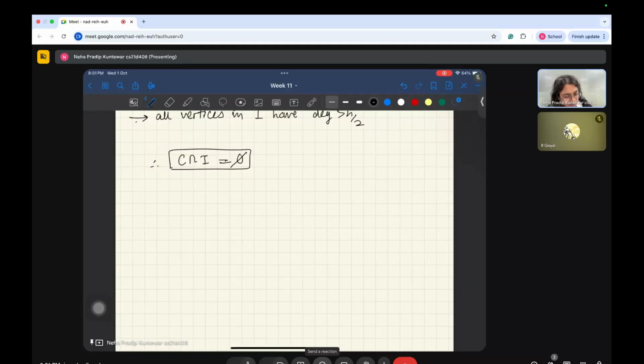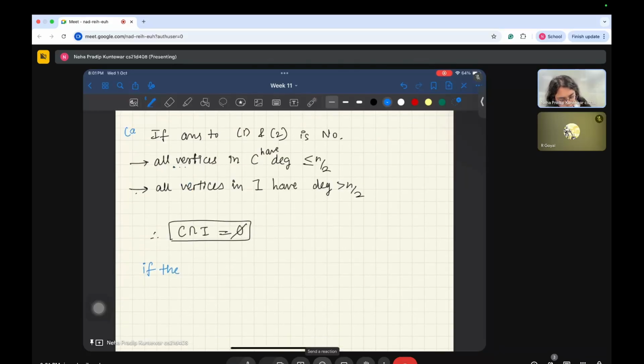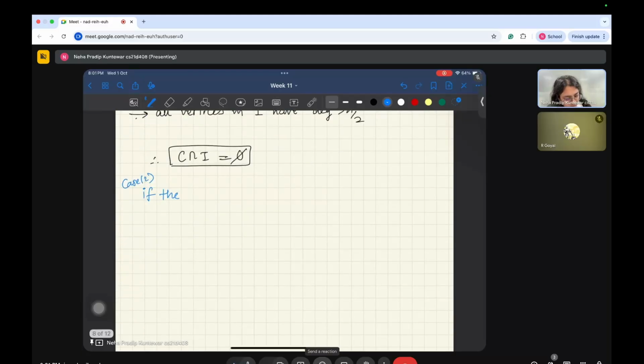So then what we need to do is, this is the case 1, this is the case 2. If the answer to 1 or 2 is yes, so without loss of generality, assume that Alice's answer is yes.